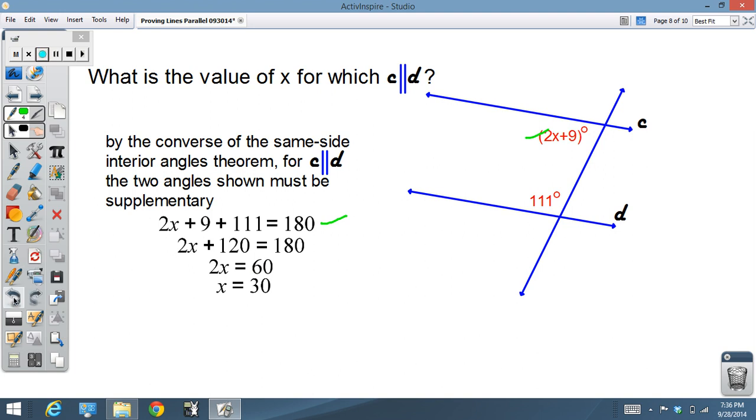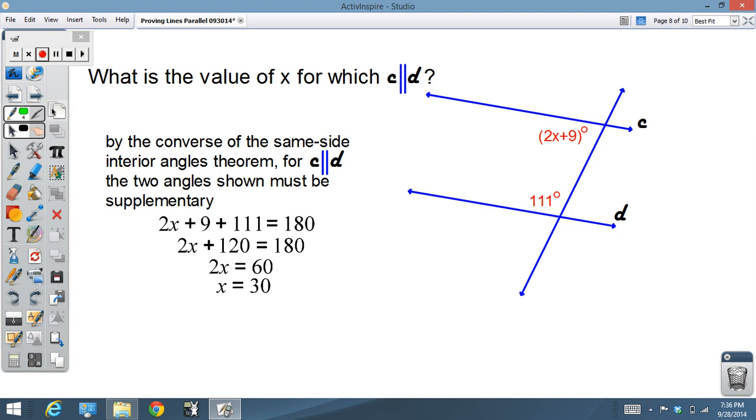And then continuing on, we're going to combine like terms, subtraction, division. We know x must be 30, which makes this 69. And of course, this being 111, they add up to 180. Those are the conditions needed to be met in order to make this figure have parallel lines out of C and D.